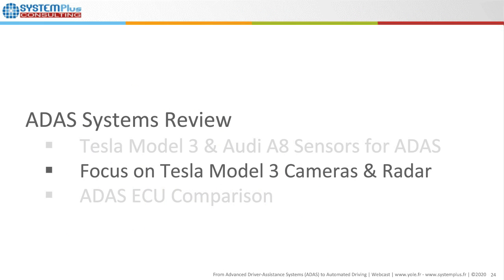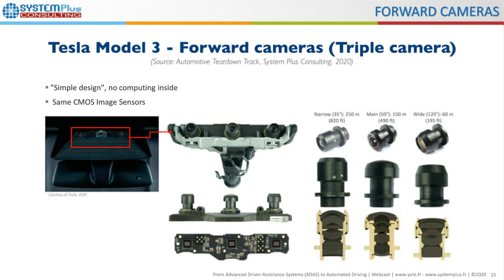Now, a short focus on the Tesla Model 3 cameras and radar. In this slide, we can see some details about the Tesla forward triple camera. We can say that it is a simple design. Actually, not really simple, just because there is no computing inside. The computing is done by the centralized Tesla computer unit.